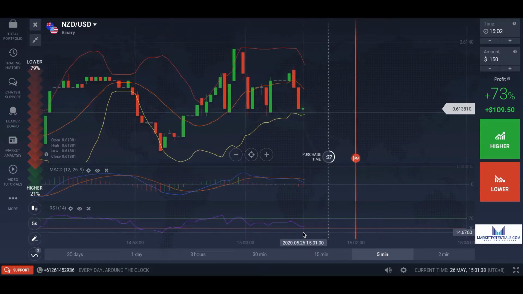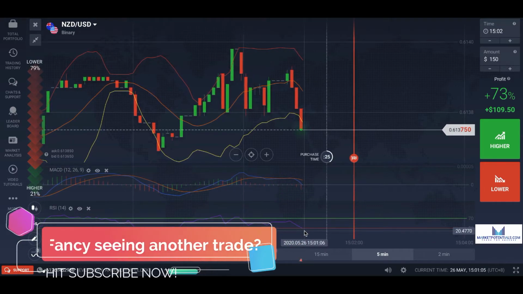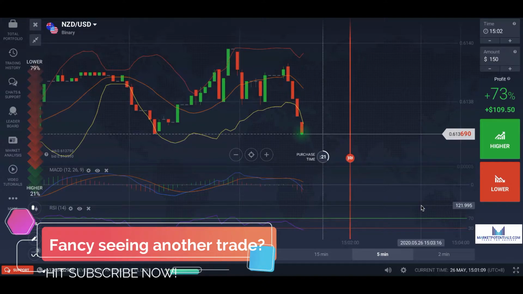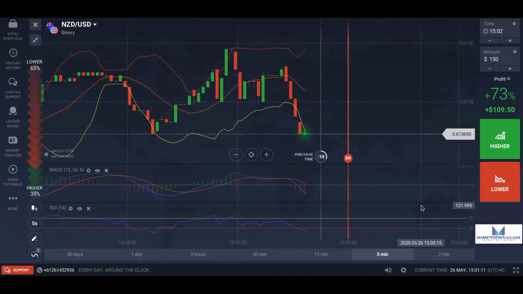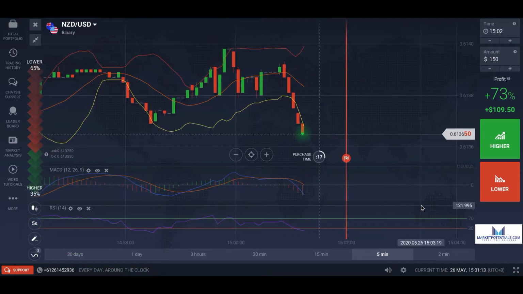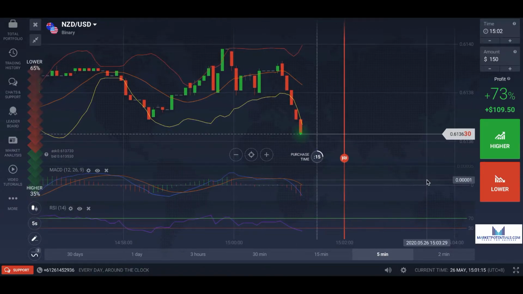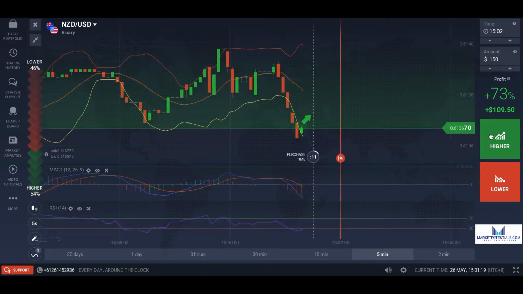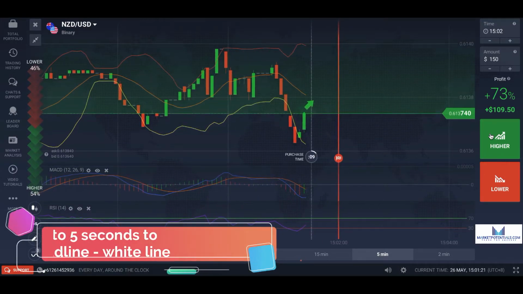I might be in a mood to do another trade, guys. We'll see what happens, because I do like this very nice drop that's happening at the moment. I've got about 20 seconds left to see whether we want to enter into a trade. Another quick tip is I always enter into a trade as close as possible to the purchase deadline, typically within 3 to 5 seconds.